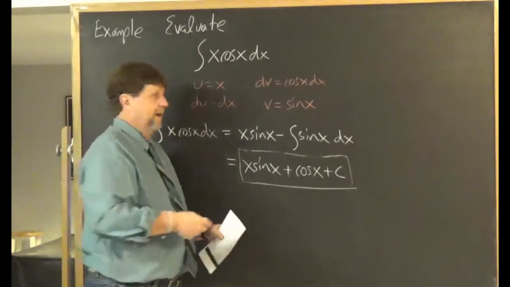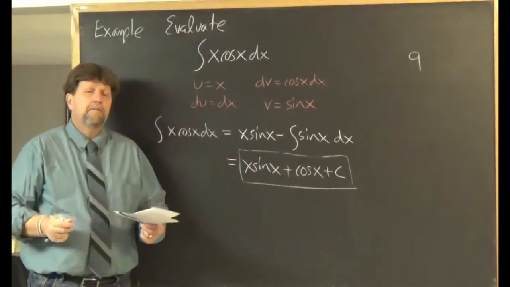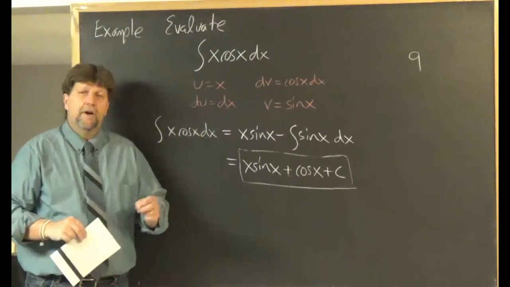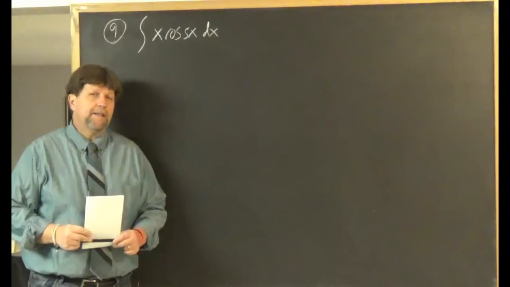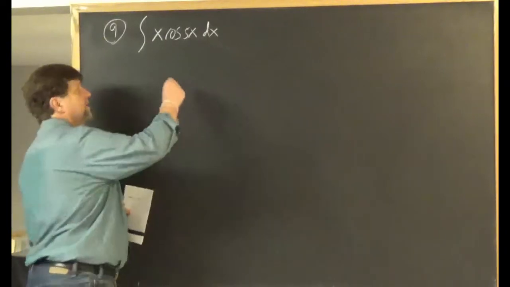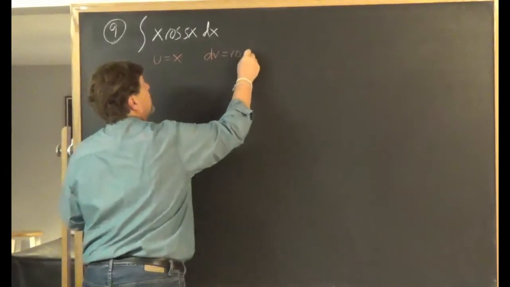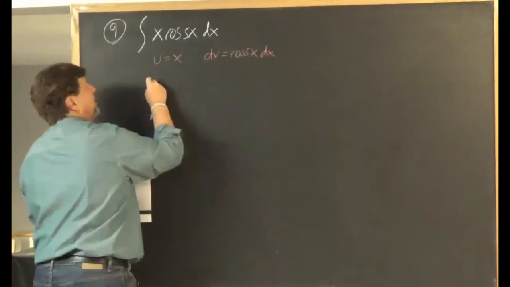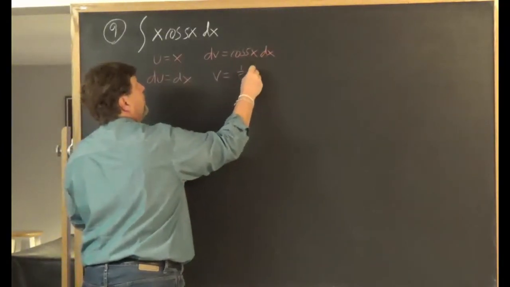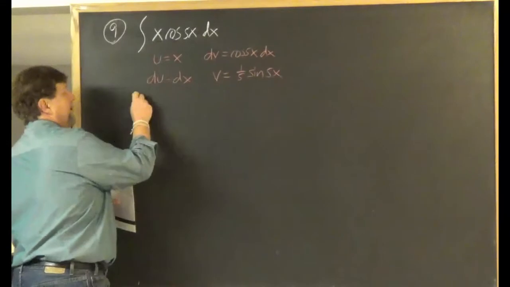So you need to practice one now. Go to the exercises, pause the video, do number 9, and after you do number 9, restart the video. I'll be here at the board working through it. Okay, number 9, you were asked to integrate x cosine 5x dx. Classic integration by parts. I'd let u equal x, dv is cosine 5x dx, du is dx, and v is 1/5 sine 5x.